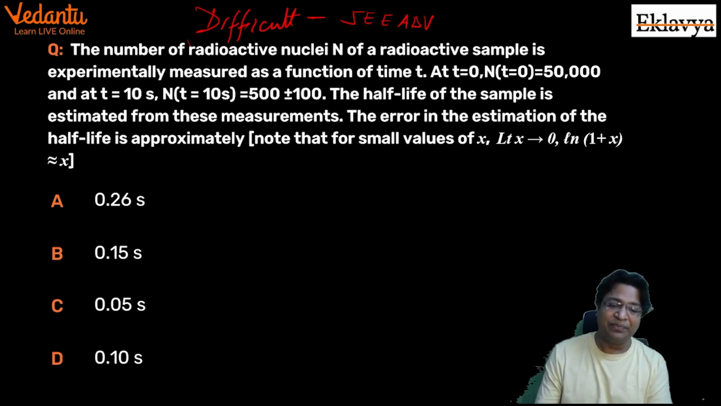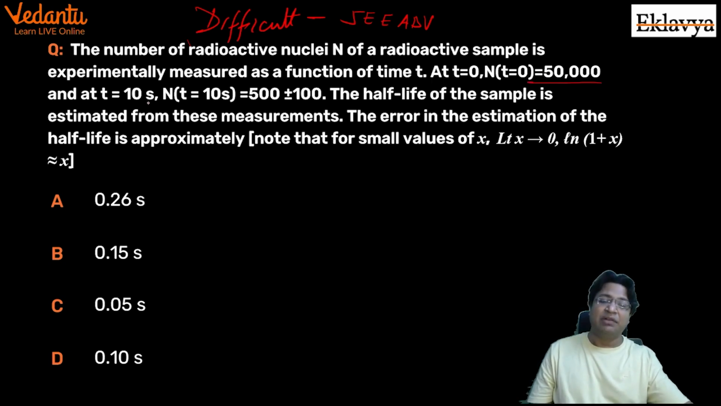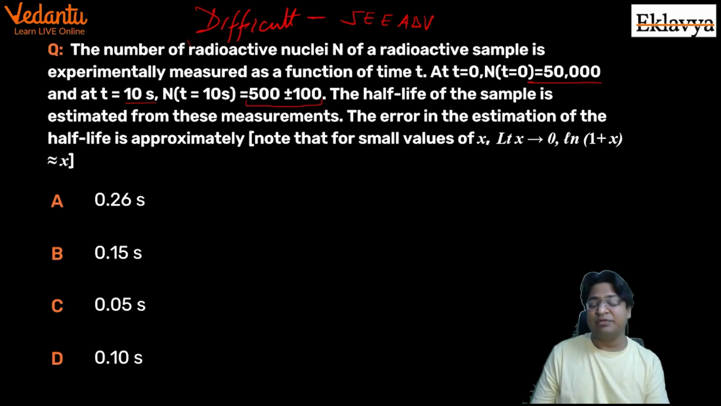It says that the number of radioactive nuclei of a radioactive sample was experimentally measured as a function of time. At t equal to 0, there were 50,000 nuclei. All right, and see, there is no ambiguity given here. At t equal to 0, these many nuclei are given. After 10 seconds, the nuclei count is a bit ambiguous. It can be anywhere between 600 to 400. So 500 plus minus 100, that means between 400 and 600.